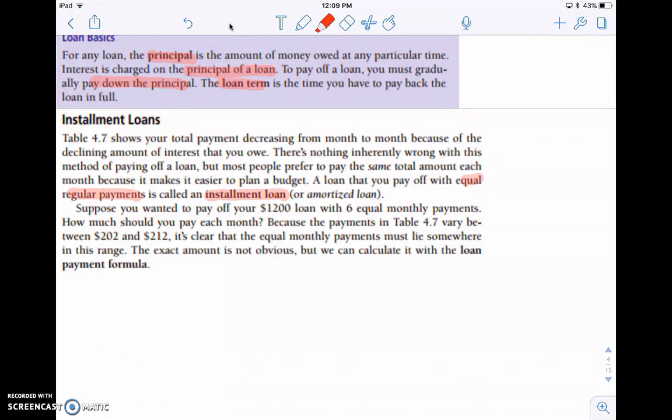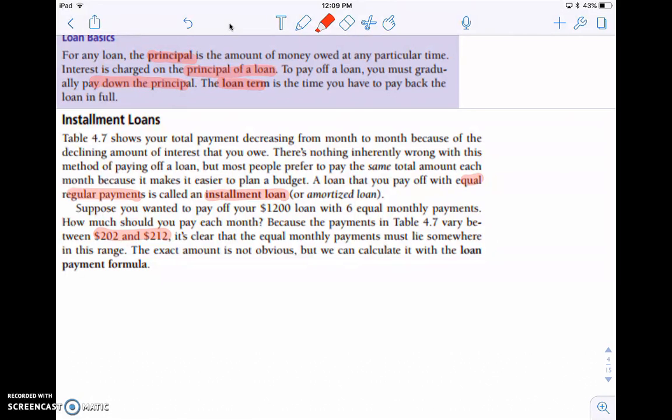And so, suppose you wanted to pay off the $1,200 with 6 equal monthly payments instead of going 212, then 210, then 208, and so forth. How much should we pay each month? Because we had that huge variance between 202 and 212. And it's clear that the equal monthly payments must lie somewhere between those two numbers.